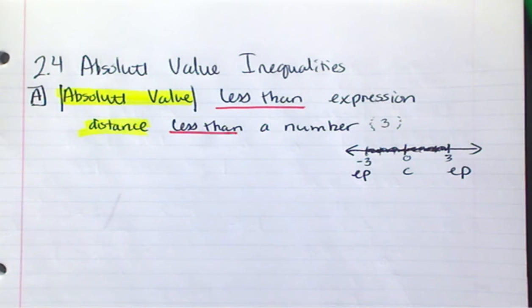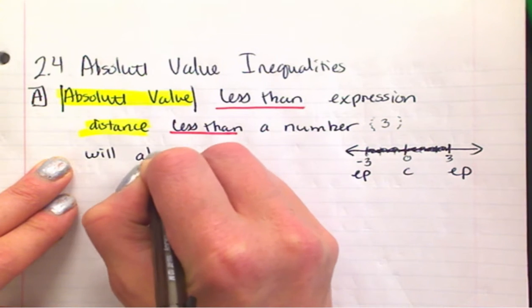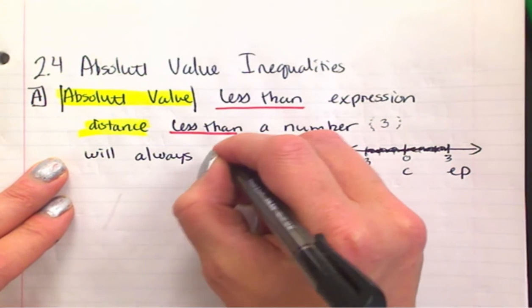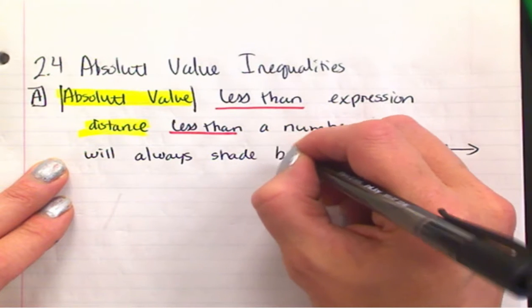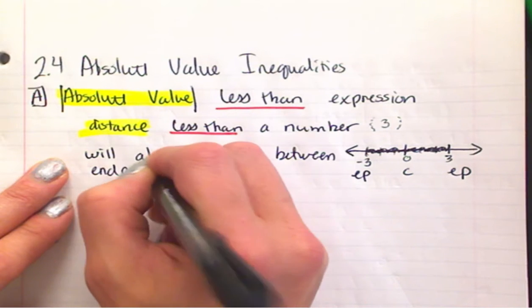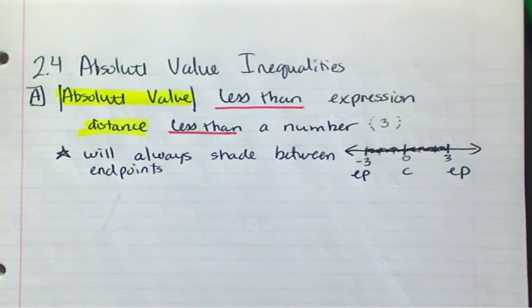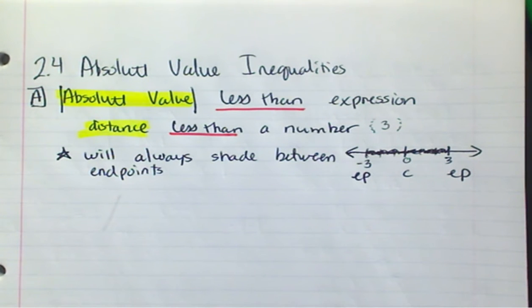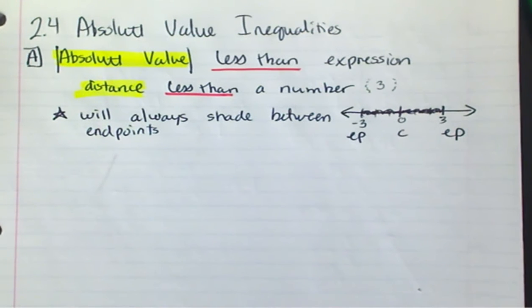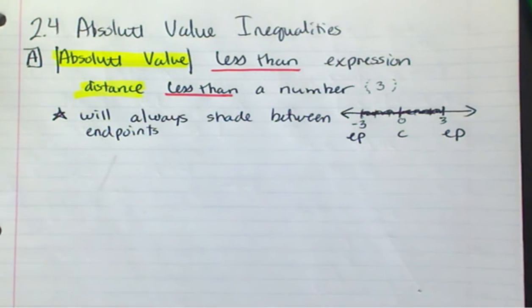But notice this time that I shaded the number line instead of having 2 dots on the number line. Okay? We will always shade between endpoints. It's kind of a big deal. This is telling you how to set up your inequalities. Distances less than a number will always shade between the endpoints.